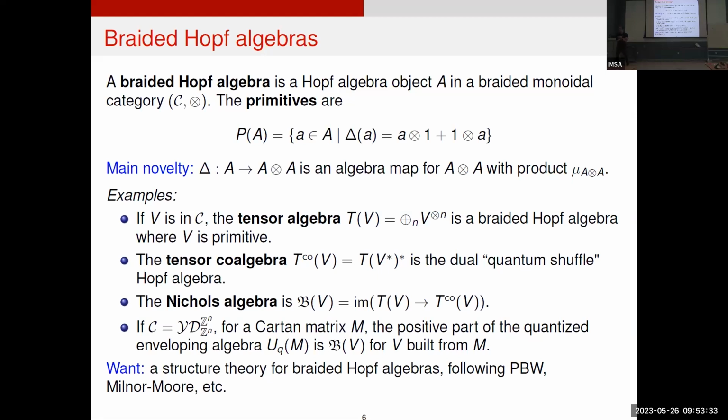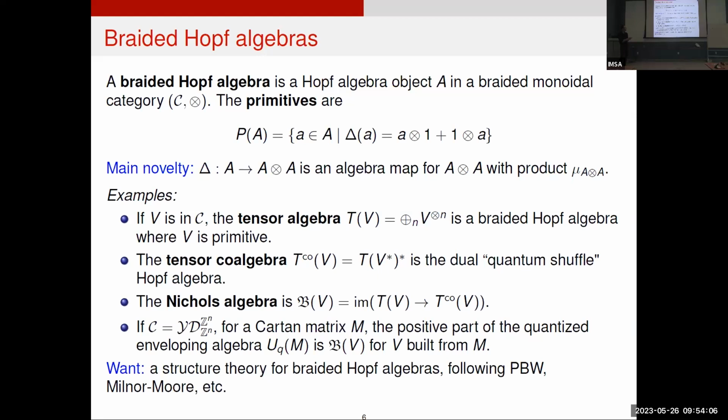So everything I'm going to be working with is going to be connected. So the existence of a braided connected Hopf algebra will be equipped with an automatically... Let me just remind you that the primitives in a Hopf algebra are the elements where the diagonal is the second simplest thing you can ask for, rather than being the group-like element.